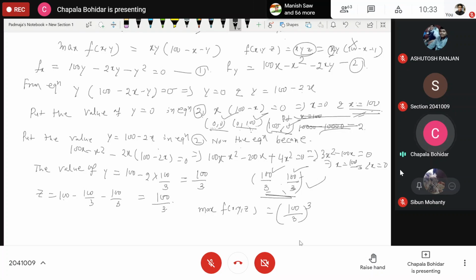You can find the value Z and put it here in your question, or otherwise you can find it by using this formula. The 100 minus x minus y, that is also 100 by 3. It is 100 by 3, it is 100 by 3. So we get x, y, z each 100 by 3. That is our maximum value. It is not necessary here to check each point because you are getting a multiple choice question. That's why I'm saying it is not necessary to check each point.